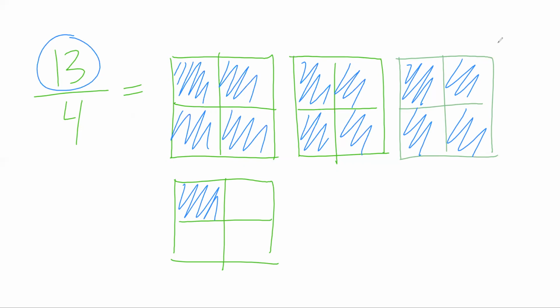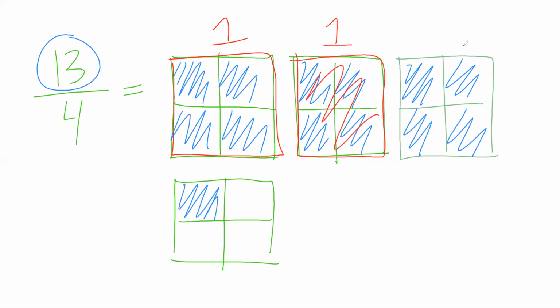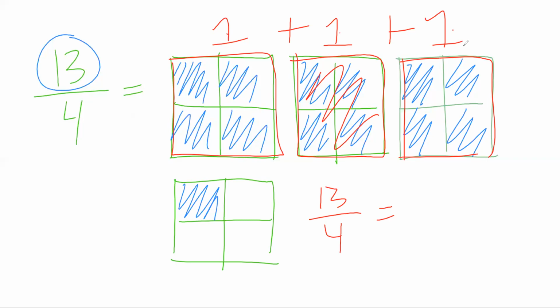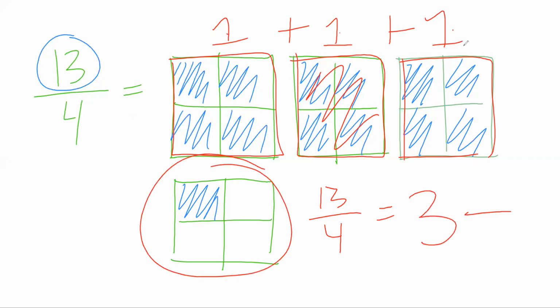But now we want to think about, well, what's the mixed number? So let's look at how many wholes we have. Here's a whole, right? Because the whole thing is shaded in. Here's another whole, because again, all of it's shaded in. And here's a third whole. So that's 1 plus 1 plus 1. Well, let's see, 13/4 then equals 1 plus 1 plus 1. That's 3. And, well, what's left over here? What fraction does that say? It says I have 1/4. So there you have it.